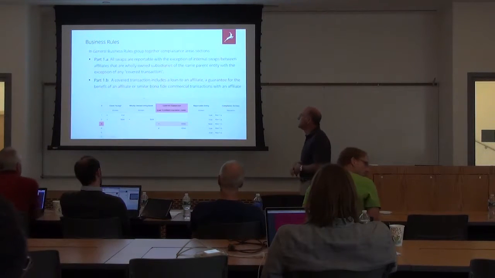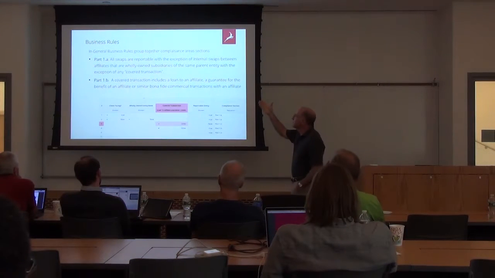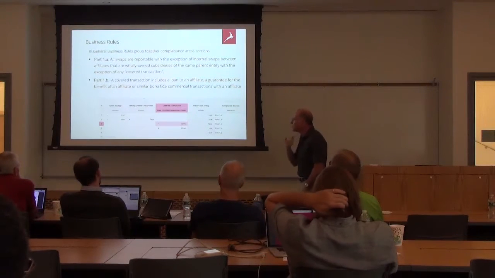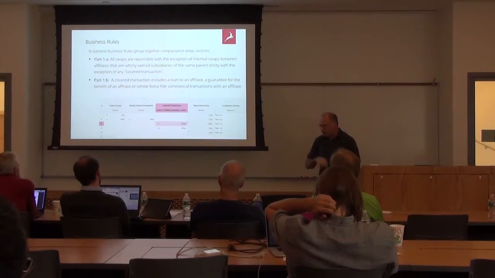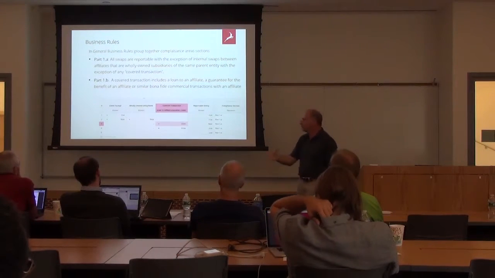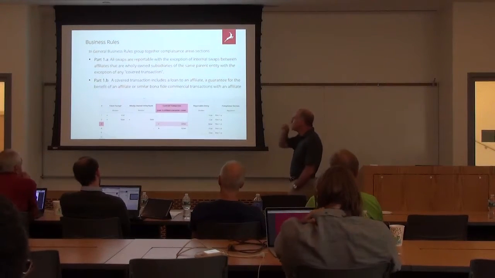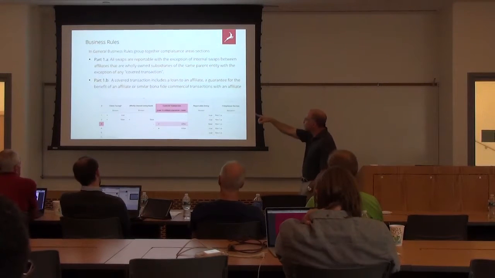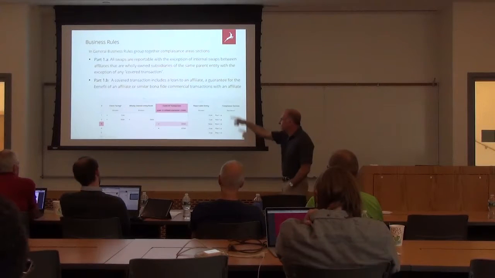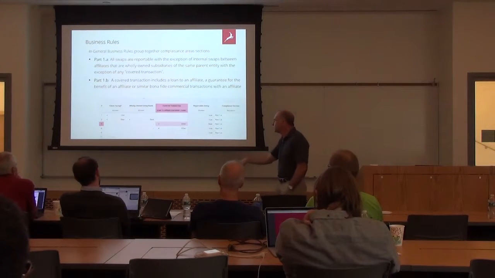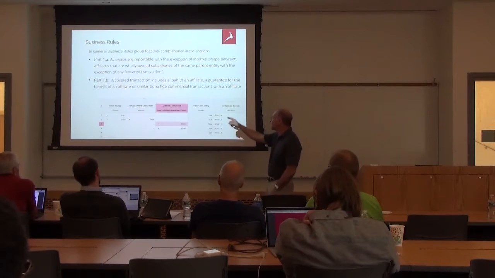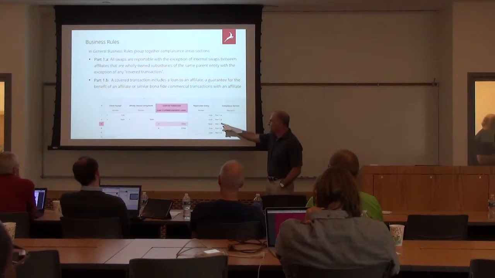So in general, just looking at this one particular first requirement we talked about, all swaps are reportable with the exception of internal swaps between affiliates that are wholly owned. A wholly owned subsidiary would be like a bank, a subsidiary of a larger bank that is completely owned. They own 100% of the stock. So we can see that the covered transactions here is actually a data element from top to bottom of that particular set of reportable entities.